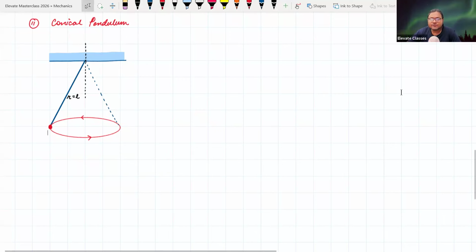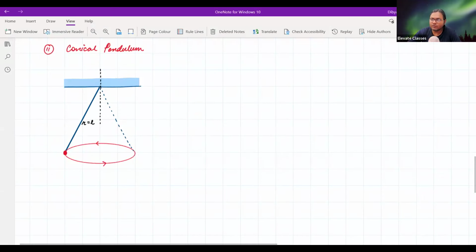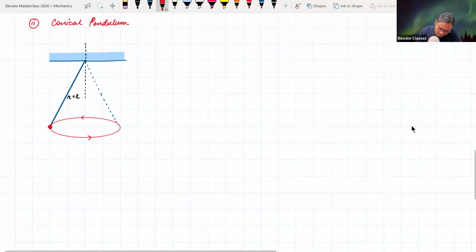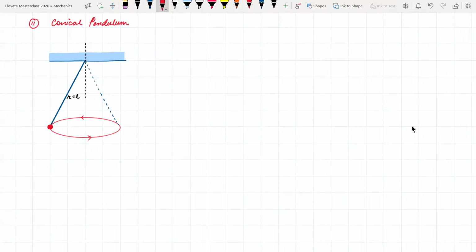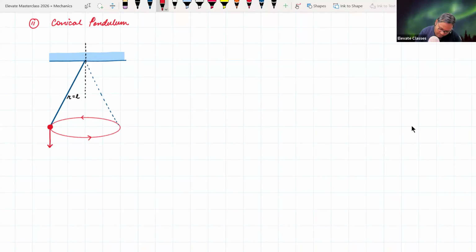What are the various forces involved? Tell me. What are the various forces involved here? mg, tension. You have mg acting downwards. You have the tension acting along the string.